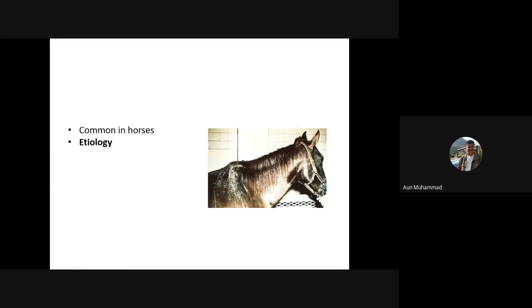This area is called the wither area or the point of the withers. This is the highest part of the body of the horse. And this area is covered by the thoracic vertebrae, from the second to the fifth thoracic vertebrae; the spines of these thoracic vertebrae are present here.